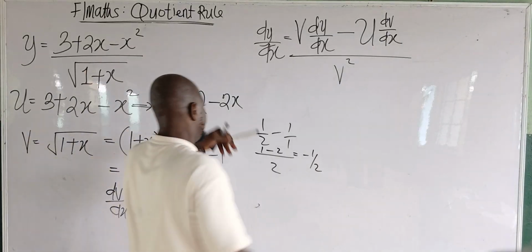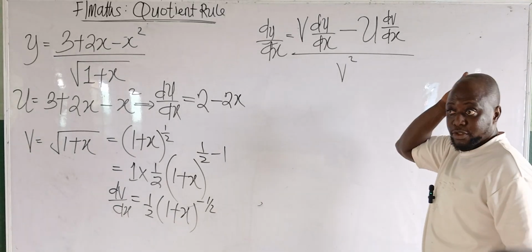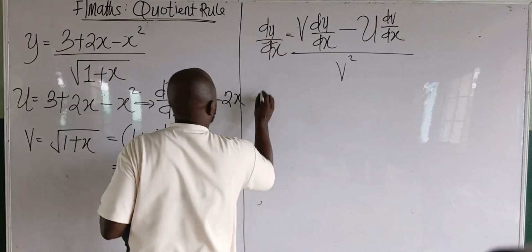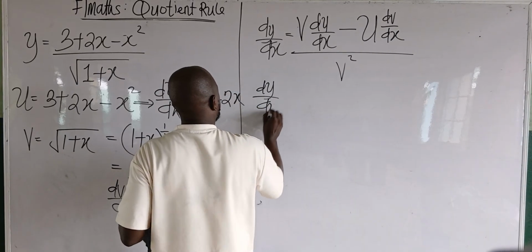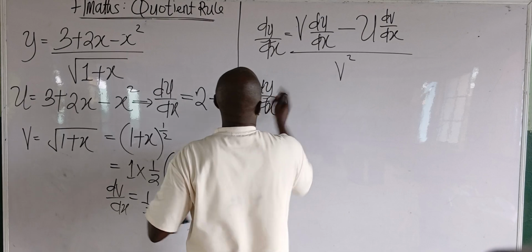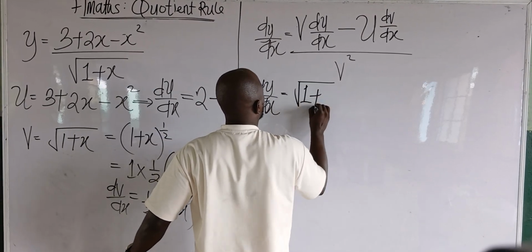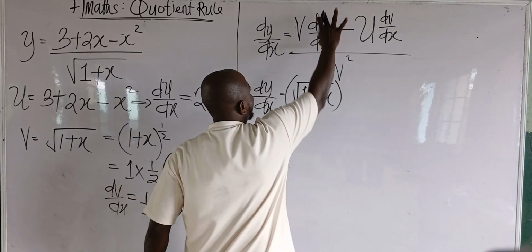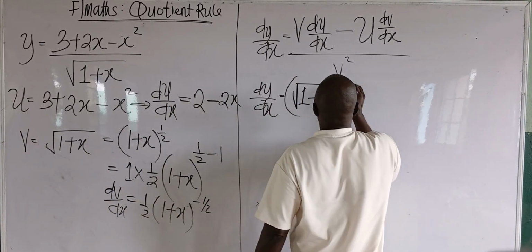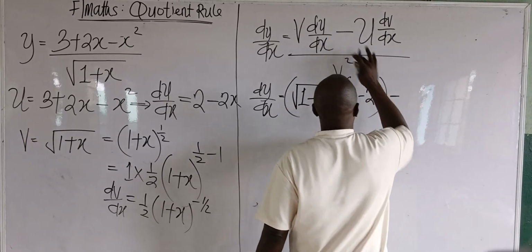I've gotten that here. Now, because I know that this is my dv dx, I can now solve here. First things first, I will take out the formula. What is my v from the beginning? My v is 1 plus x here. Put it in a bracket. By the side of v, I have du dx. What is my du dx here? I substitute it inside, then minus this one here.